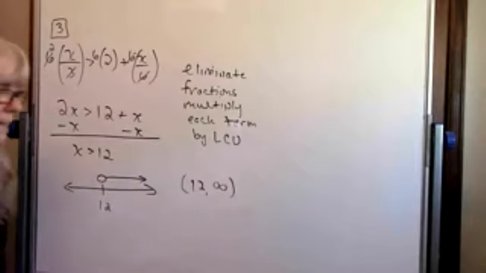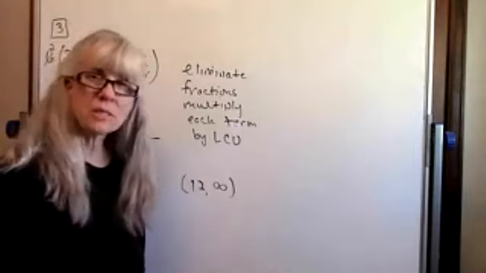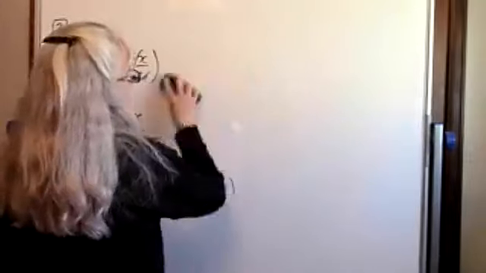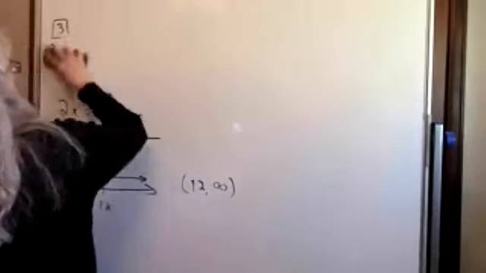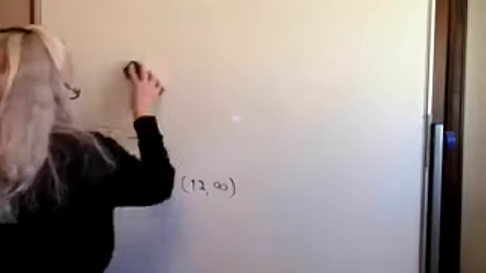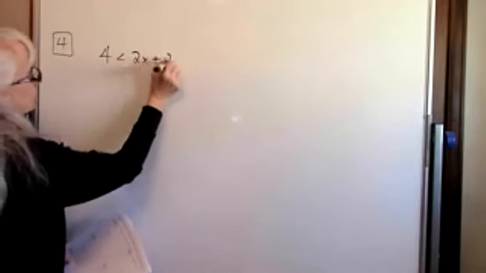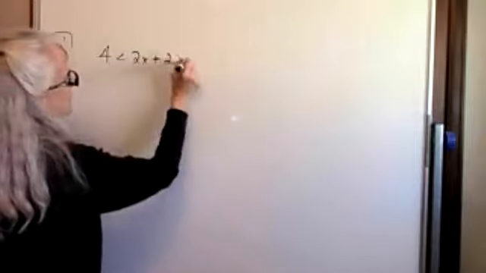Okay, our next example is what we call a compound inequality. And a compound inequality, as we said previously, has more than one inequality statement in it. So instead of having a left side and a right side, we're going to have a left side, a middle side, and a right side. So we have 4 is less than 2x plus 2, which is less than 10.